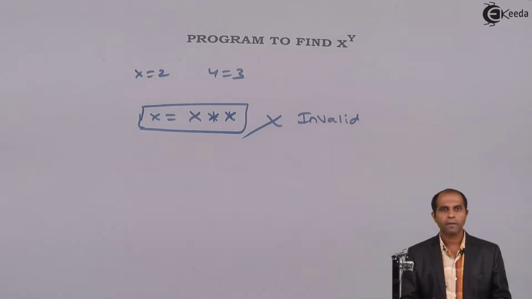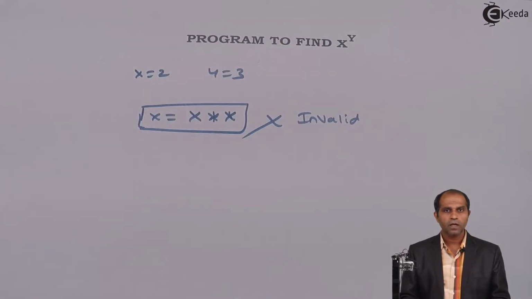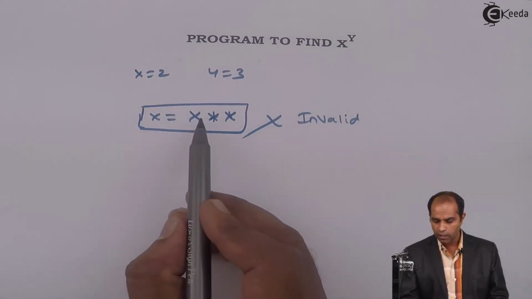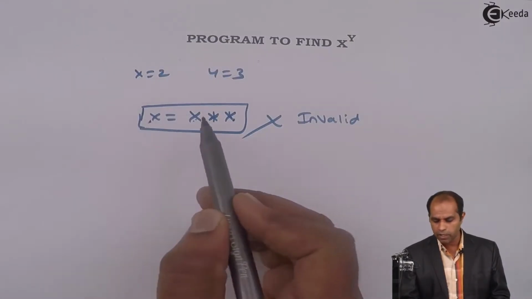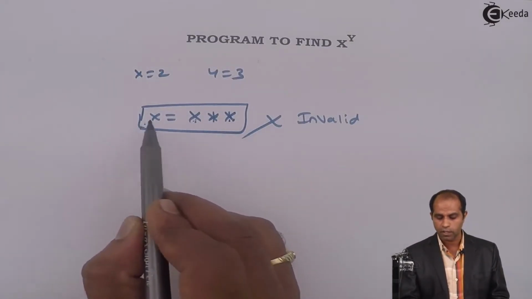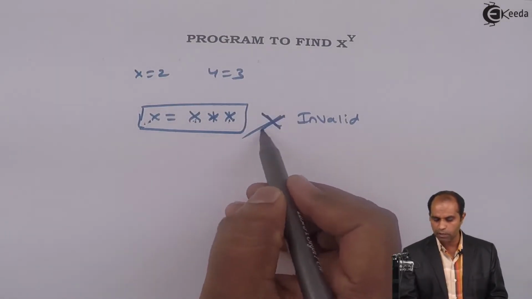Why? What happens in this particular case? If I do it for 3 times, I'm actually destroying the base itself. See here, x is 2. 2 * 2 is 4, so now x becomes 4. Next time it is 4 * 4, that is 16. Next time it is 16 * 16, that is 256. The value of the base keeps on getting destroyed if I use this expression. So this is not a valid expression.